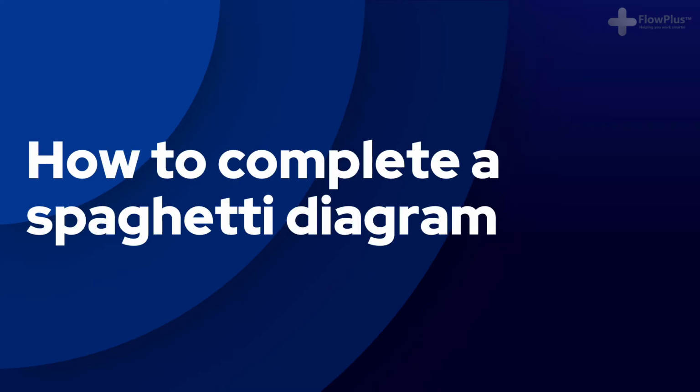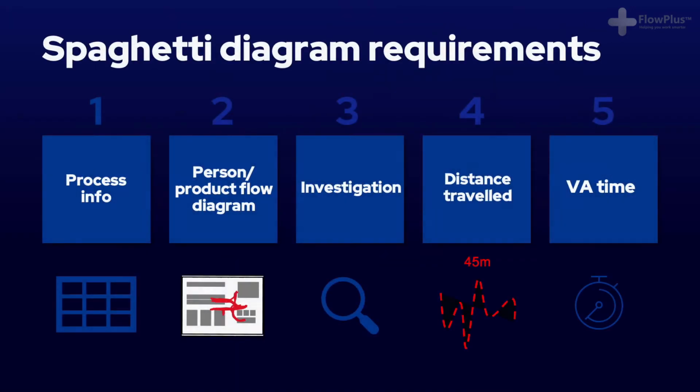So how practically do you complete a spaghetti diagram? Well, there are 5 different steps in creating one. The top banner of the spaghetti diagram includes the data recording information. The second part is the person and product flow diagram. The third element is the investigation into why long or frequent movements occur. And finally, the distance travelled and value add percentage is completed.